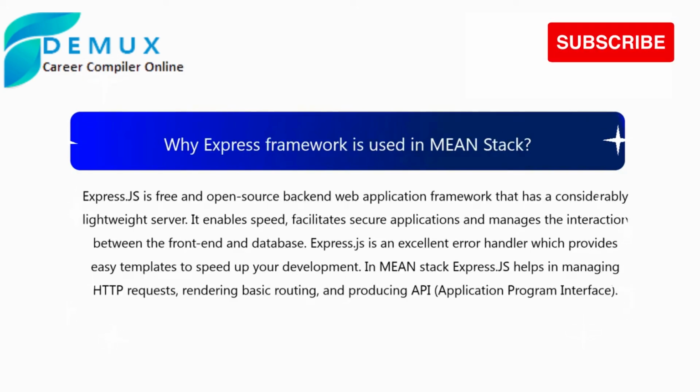Why is the Express framework used in MEAN stack? ExpressJS is a free and open-source backend web application framework that has a considerably lightweight server. It enables speed, facilitates secure applications, and manages the interaction between the front-end and database. ExpressJS is an excellent error handler which provides easy templates to speed up your development. In MEAN stack, ExpressJS helps in managing HTTP requests, rendering basic routing, and producing APIs, application programming interfaces.